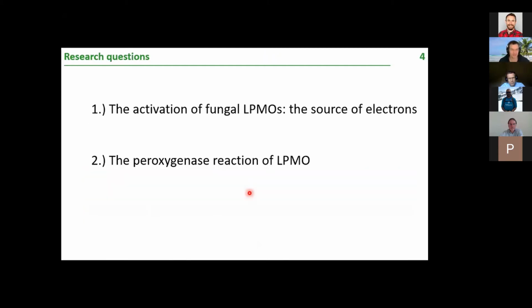The two main research areas that I was busy with are, first of all, the activation of LPMOs. So the question, where do these enzymes get their electrons from? And second, I investigated the peroxygenase reaction of LPMOs, so the interaction with hydrogen peroxide.